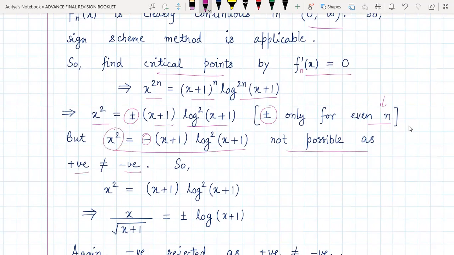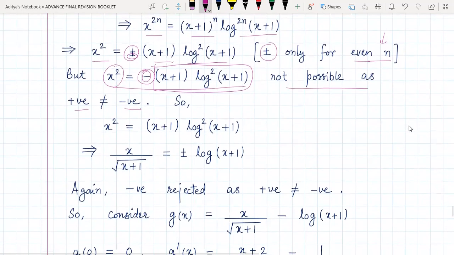Clearly, this is a positive quantity. This is also a positive quantity. With a negative sign, it becomes negative. So positive equal to negative is impossible. So the negative sign is anyway rejected, even if it is an even n. Okay. So we can only have the case x^2 is equal to (x+1) into log^2(x+1). Now what we are doing is we are dividing by this quantity and then taking the square root. So this quantity is equal to plus minus log of (x+1).